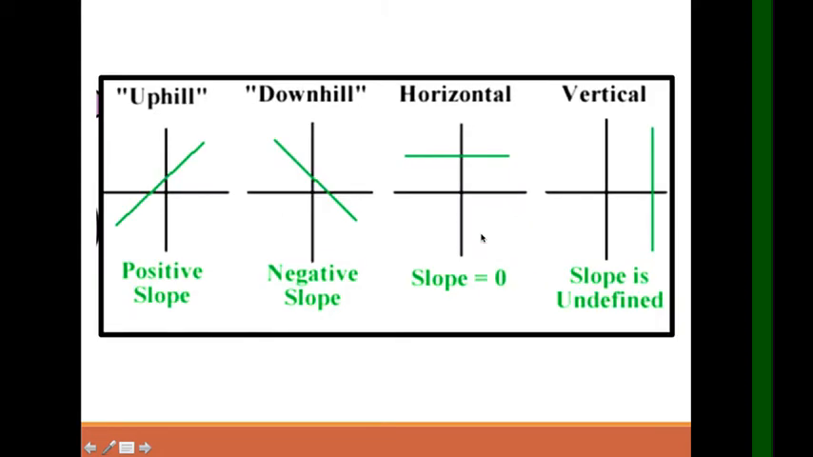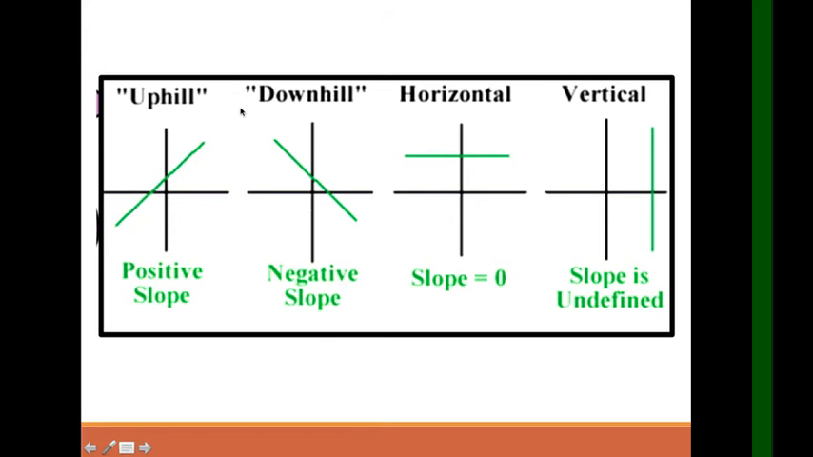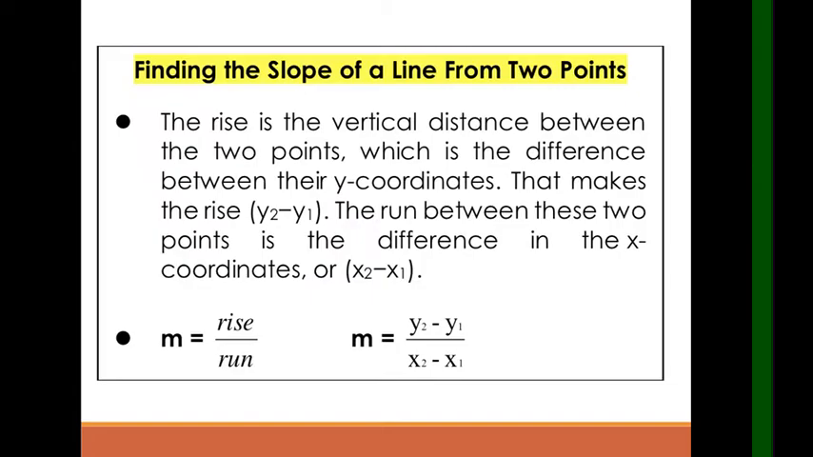So the slope of a line can be determined by its direction. If the direction of the line is going upward, then it is a positive slope. If downward, this is the negative slope. If it is horizontal, same with the x-axis, the slope is 0. And if it is vertical, parallel to the y-axis, the slope is undefined. So this is a different representation of the slope of the line.